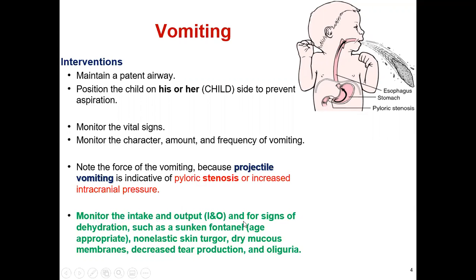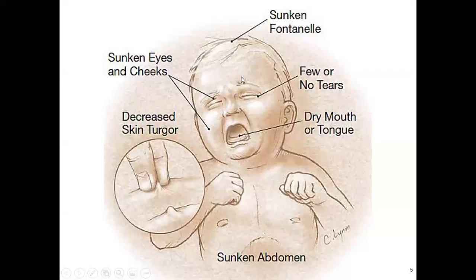Monitor intake and output and for signs of dehydration, such as sunken fontanelle, non-elastic skin turgor, dry mucous membranes, decreased tear production, and oliguria. These are all signs of dehydration. In this picture, we can recap the signs: sunken eyes and cheeks, decreased skin turgor, which we can examine here, sunken abdomen, dry mucous membranes or tongue, few or no tears at all, and sunken fontanelle.